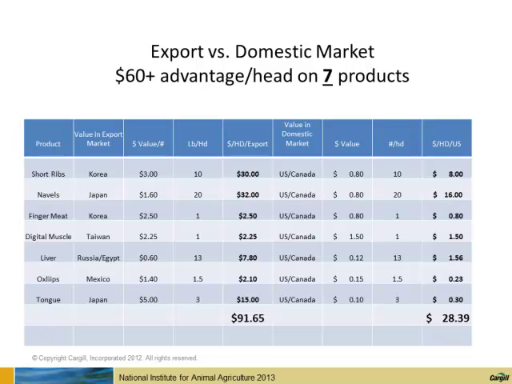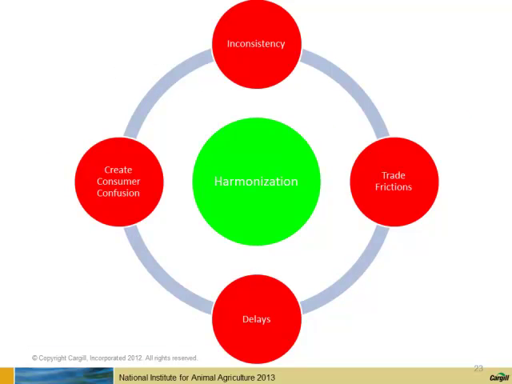But that's where finding the right price, the right market for different cuts is why it's worth opening up these markets for product. To do that, you've got to have harmonized rules so that you eliminate inconsistency, you eliminate trade friction, you eliminate delays, and you eliminate creating customer confusion that activists can kind of drive a freight train through to prevent undermining consumer confidence.